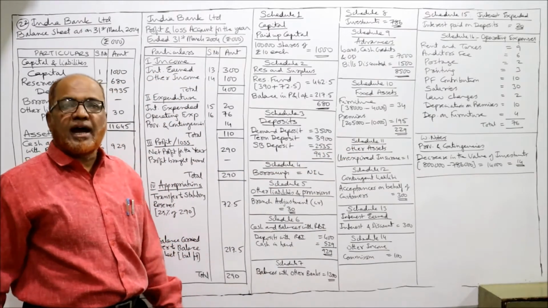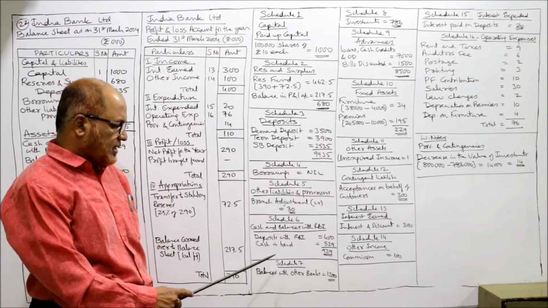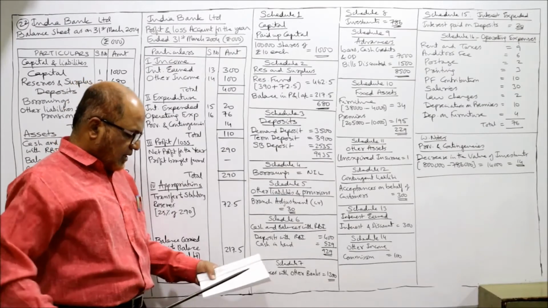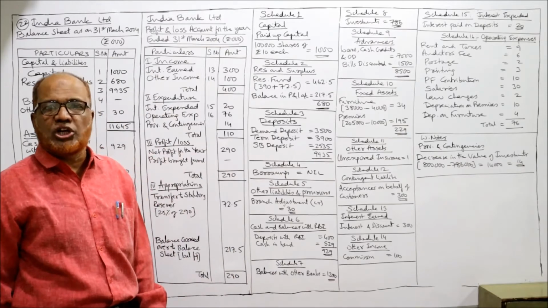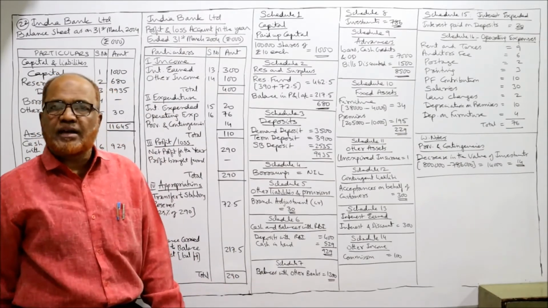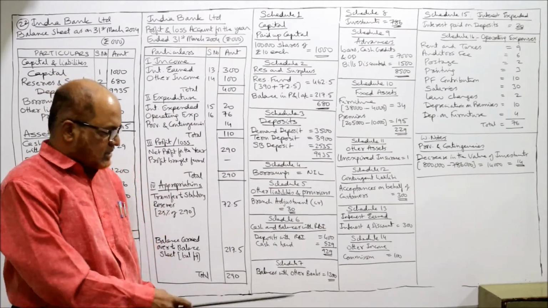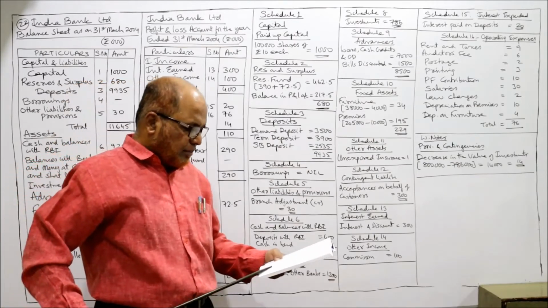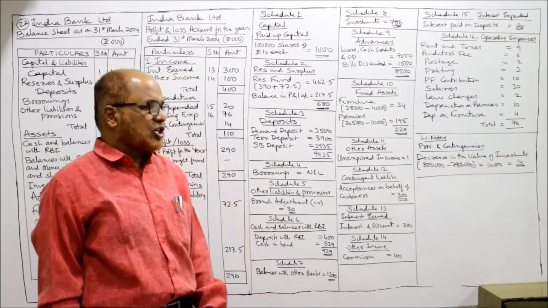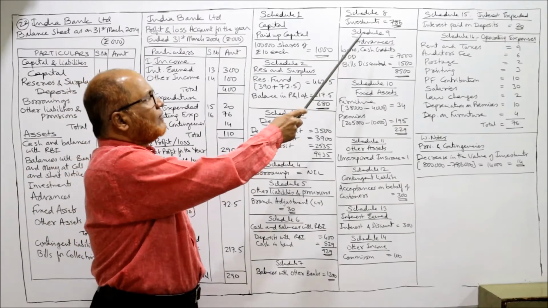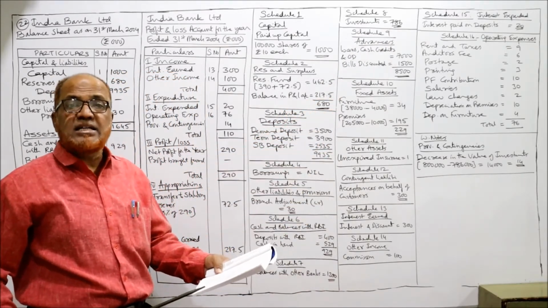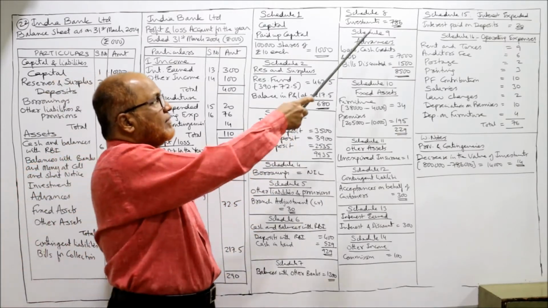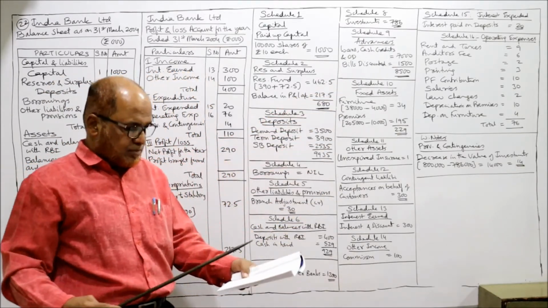Then we have cash in hand, 6th schedule. Next, we are given balances with other banks, 7th schedule. Balances with other banks, money at call and short notice, 7th schedule. Then investments, 8th schedule, 786. Here investments are given as 8 lakh, but we are taking 786 because some adjustments are given, I'll explain.